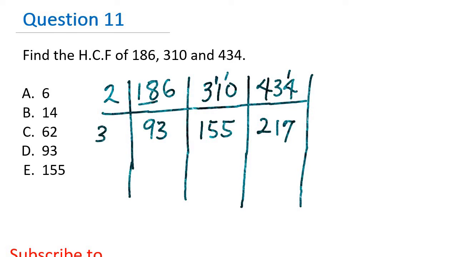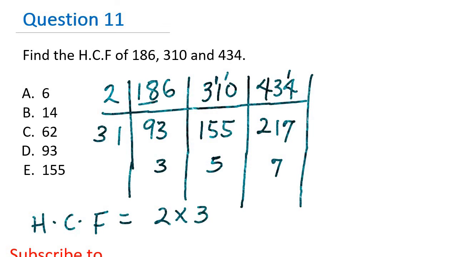I think I can only use 31. 31 into 93 is 3. 31 into 155 is 5. 31 into 217 is 7. So I don't think any other number can divide 357. So the HCF of these three numbers will be 2 times 31, which will give us 62. So the right option is C.